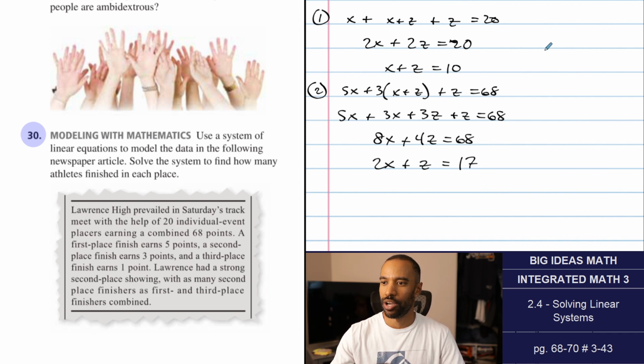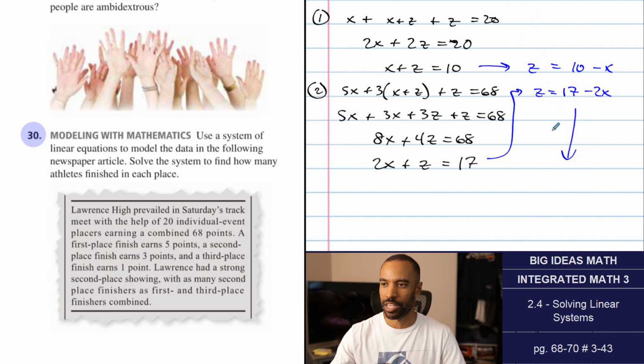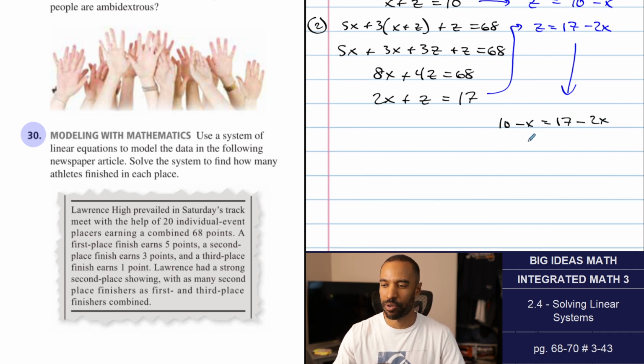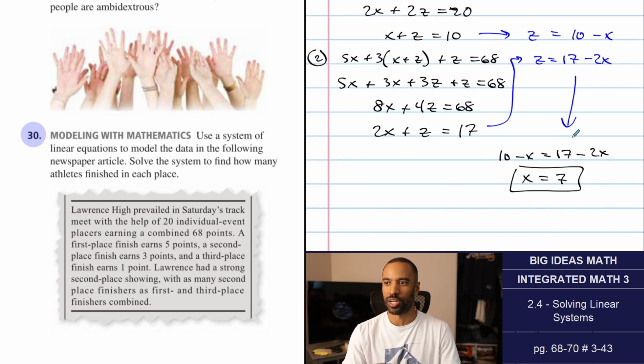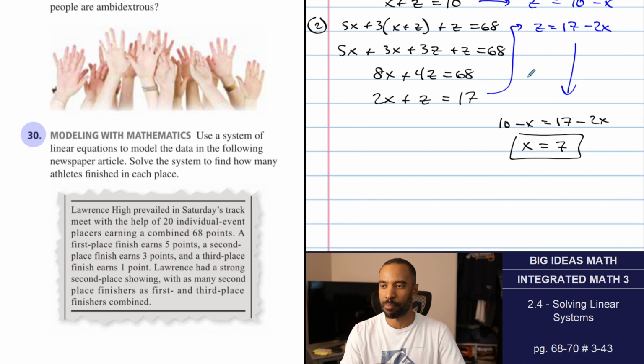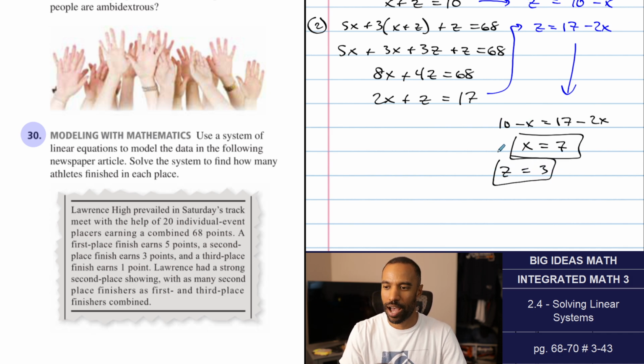I could get z by itself here, and I could get z by itself here, and I could use those to solve for x by setting those equal to each other. 10 minus x equals 17 minus 2x. All right. Add 2x to both sides. Subtract 10 from both sides. x equals 7. Everything substitution. Now we'll solve for z. z is 10 minus 7. z is 3.